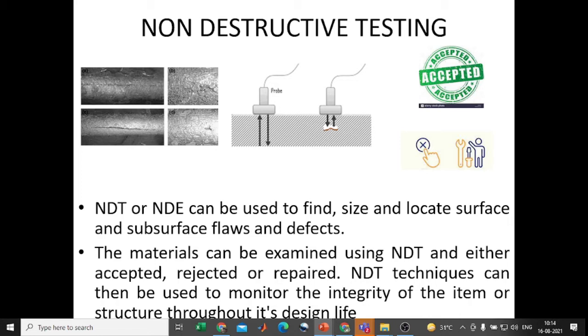NDT techniques can then be used to monitor the integrity of them or the structure through its design life, so that we can evaluate the workpiece performance during service also. During service also we can examine the material with non-destructive testing procedures without damaging the workpiece material. This is the main advantage of the non-destructive testing procedure.